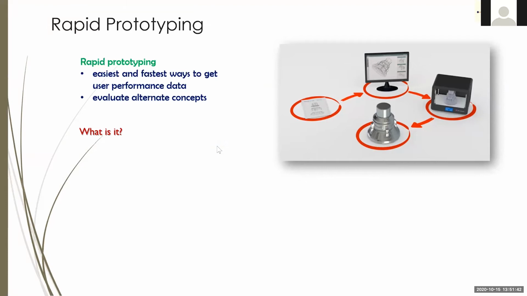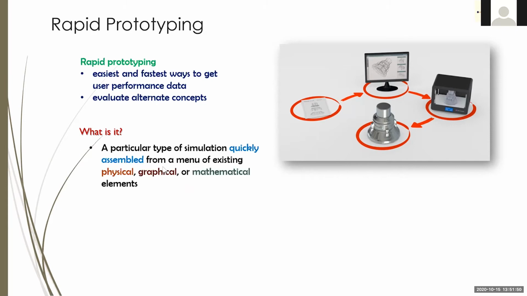Okay. Now let's continue into some other classification of prototypes, as rapid and traditional. The rapid prototype is the easiest and fastest way to do something. As I was saying before, maybe you just wanted to make sure that you can achieve some technical aspect. Okay. And the types of prototypes can be physical, graphical, mathematical.